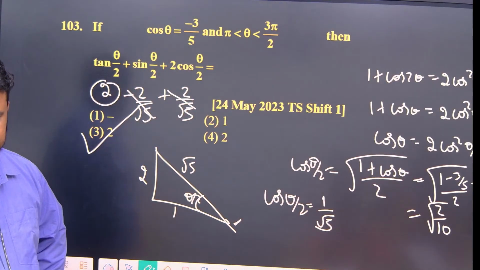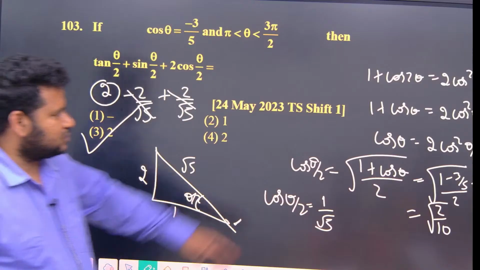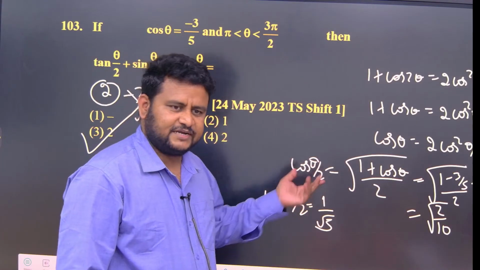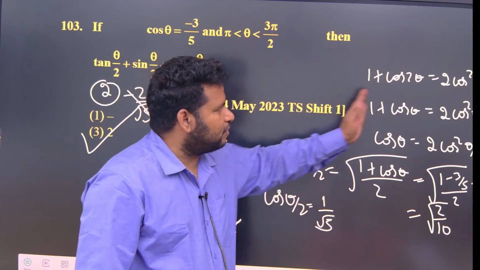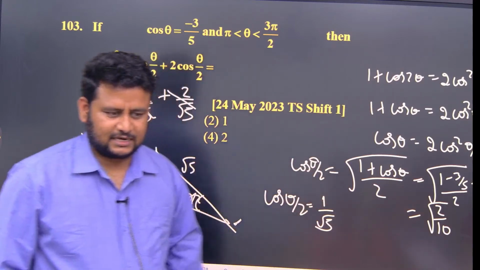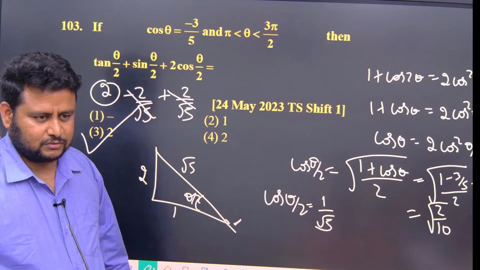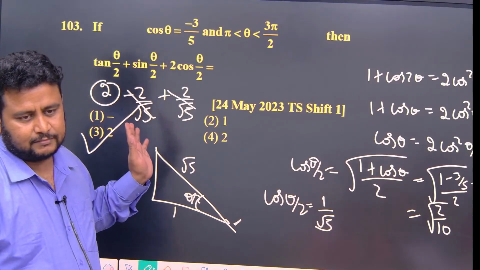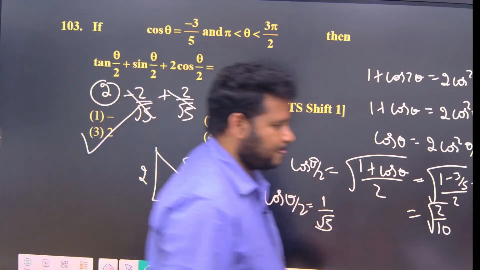Clear? Simple. Understood? So based on this you can get cos theta by 2. If they had given sin theta, if not cos theta, what will you do? 1 minus cos. That's all. Clear na? Simple. Understood? So you have to be careful about the quadrant. Okay, understood?